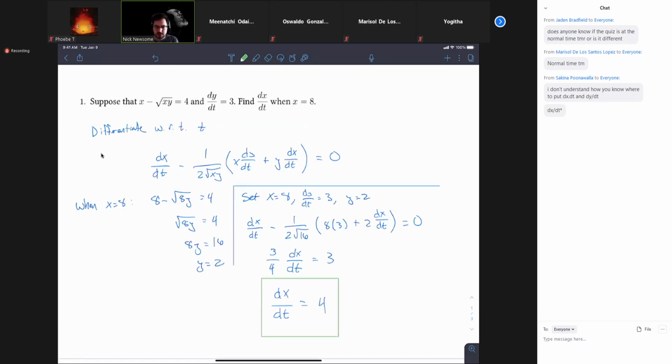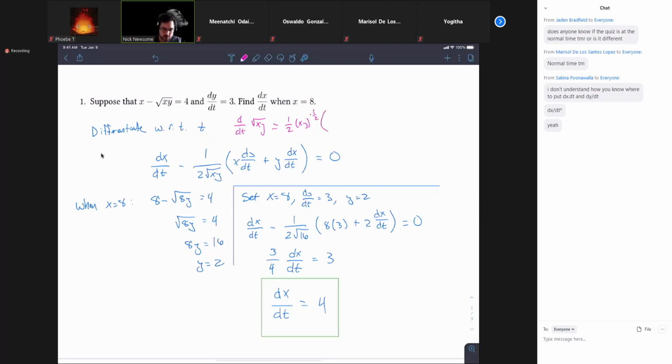Where to put dx dt and dy dt? Are we talking up here? So this came from chain rule. When I take the derivative ddt of the square root of xy, chain rule is going to happen. So the first thing that happens is the derivative of that square root. So that's the 1/2 times xy to the minus 1/2. That's the first thing that happens, so that's where this thing comes from.